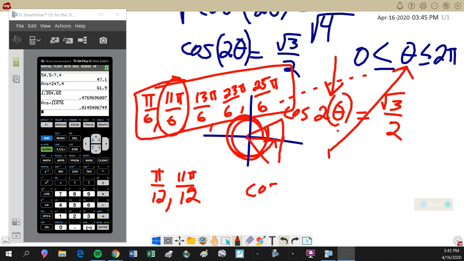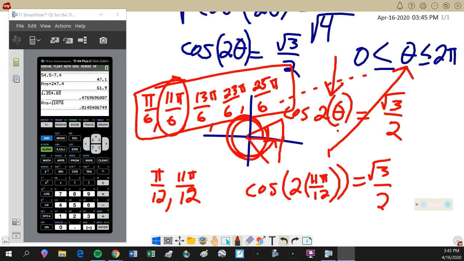I'm going to stick that in that same problem. The cosine of 2 times 11 pi over 12, is that equal to root 3 over 2? Well, first, is this angle in the appropriate window? Yes, it's less than 1 pi. It's in quadrant 2. When I double it, I get the cosine of 11 pi over 6. Does that equal this number? Yes. So that's another answer.